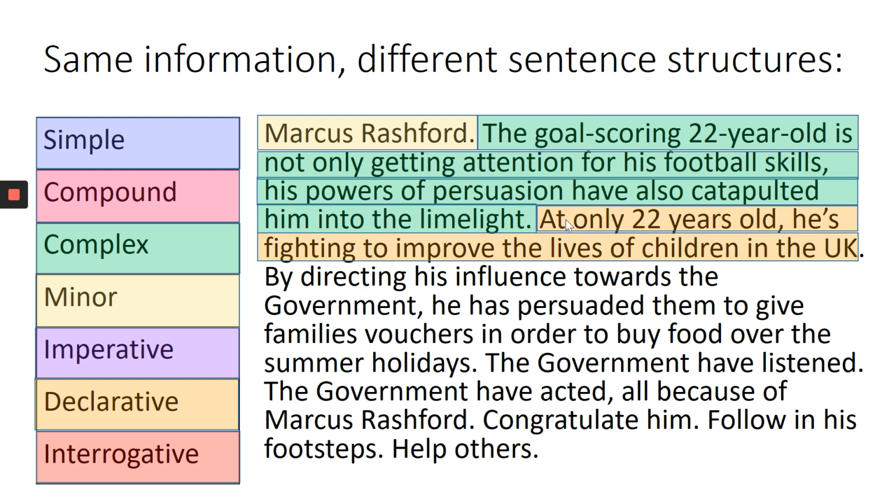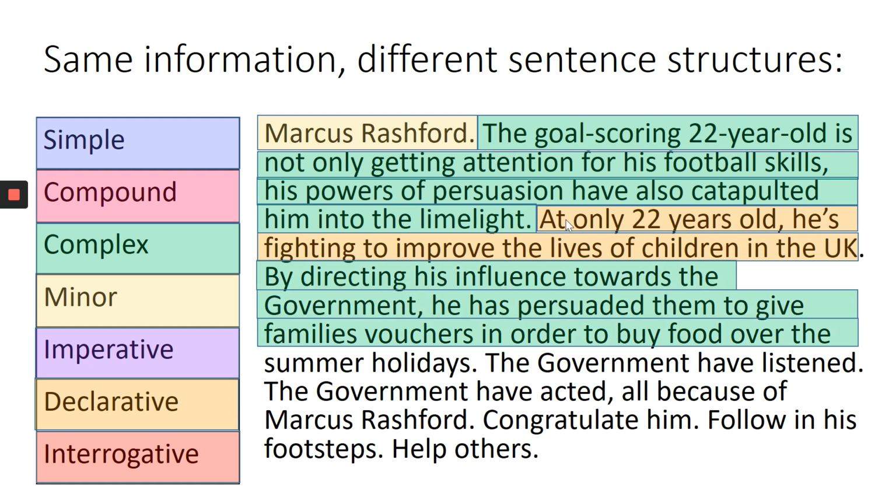We've then got a declarative. At only 22 years old, he's fighting to improve the lives of children in the UK. Remember that sentences can be more than one sentence type. So here we've got a complex sentence, but it's also a declarative because it's stating a fact.